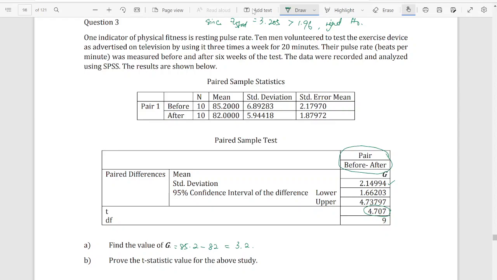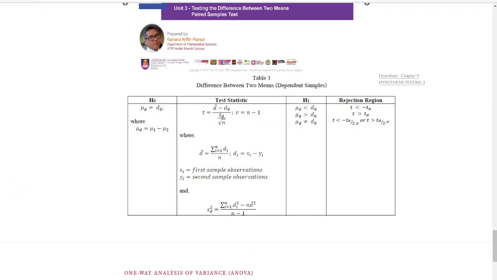So that means if we want to find the standard error, you have to divide by the sample, right? Okay, you have to divide by the square root of the sample. So we must first find the standard deviation, and then you divide by the square root of the sample, then you get the standard error.